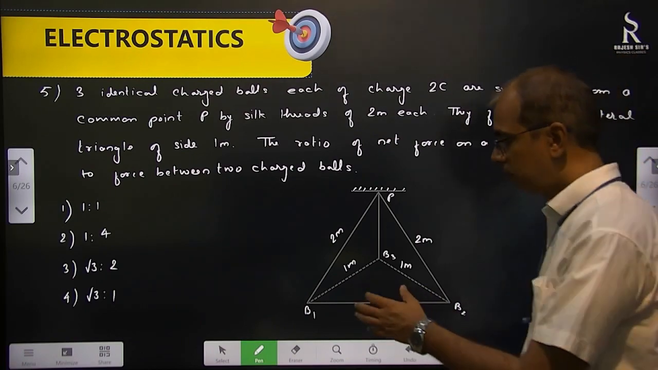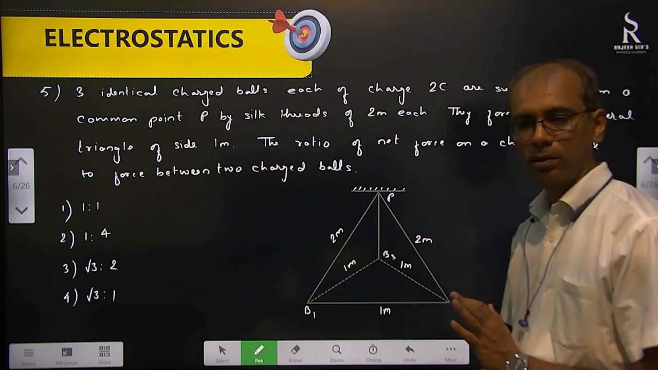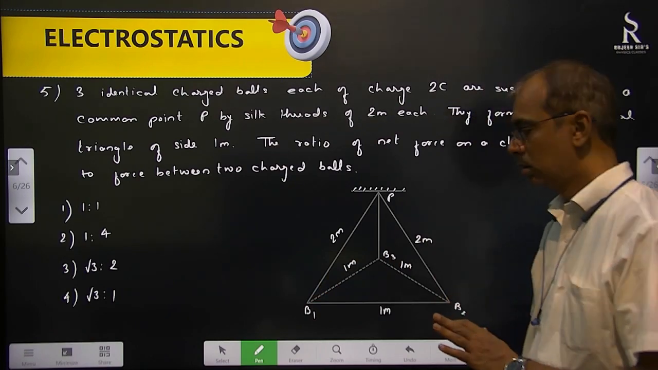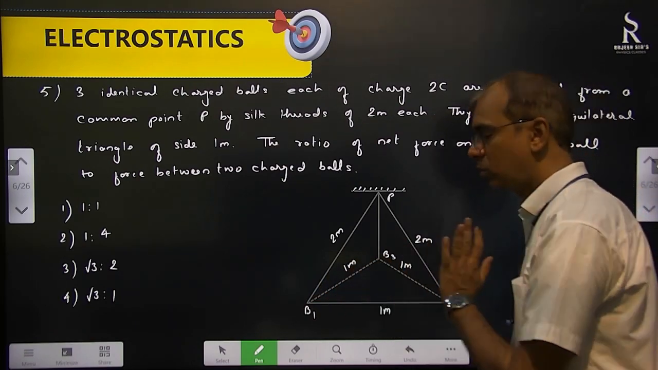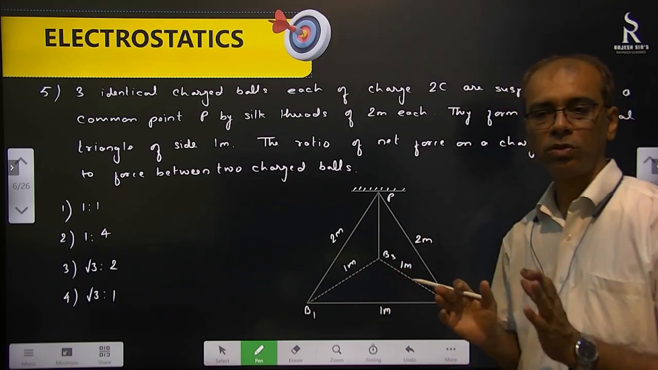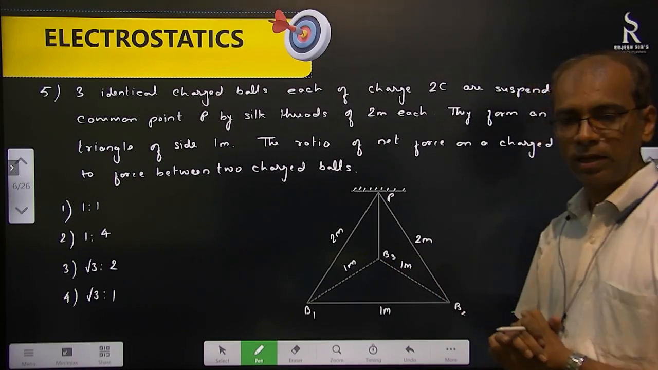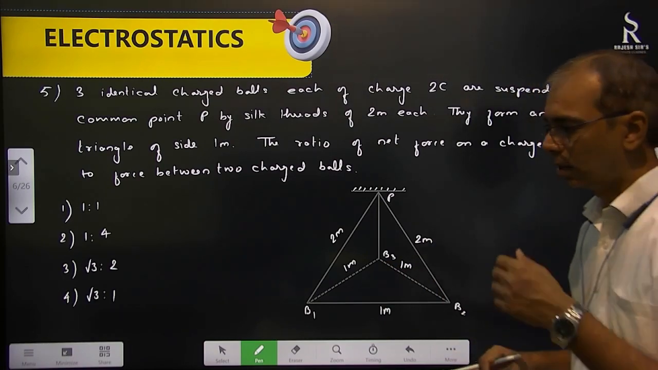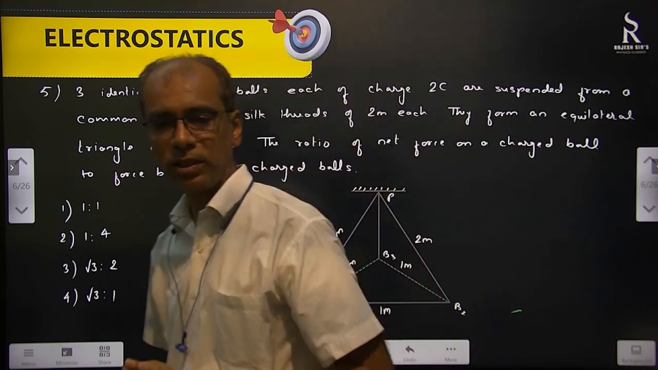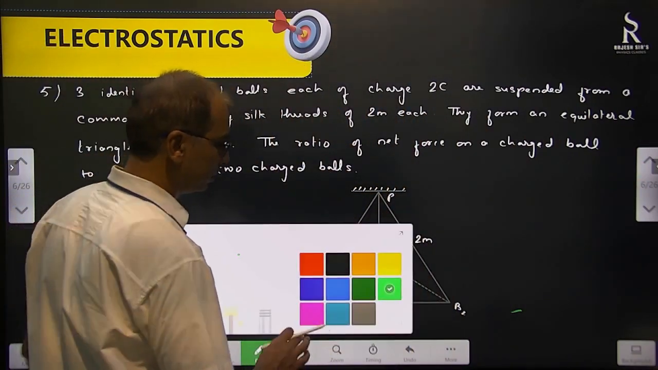Okay, net force on, suppose B1. What is the net force on B1? And what is the force on B1 because of B2 alone or maybe B3 alone? That is what the ratio question is asking. Let's start and see how to do it. The question is actually simple. You have to understand it, that's all. The solution is very simple.